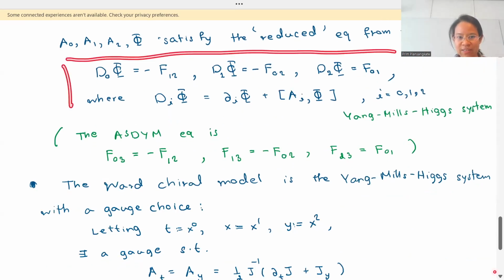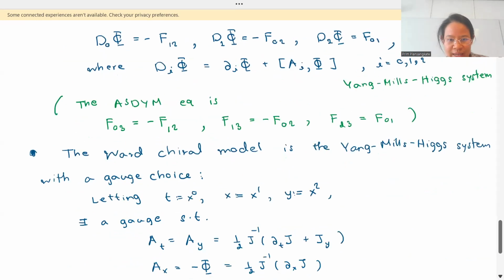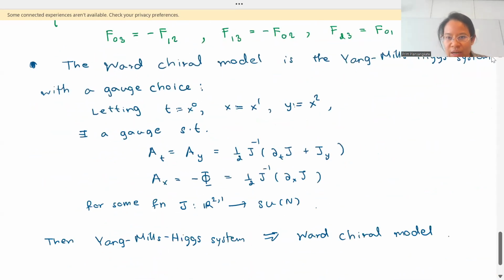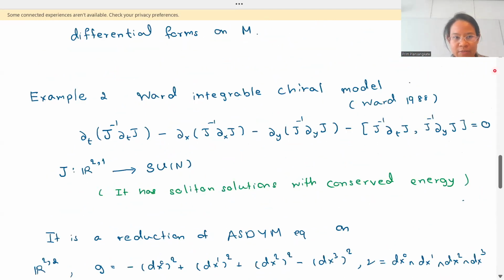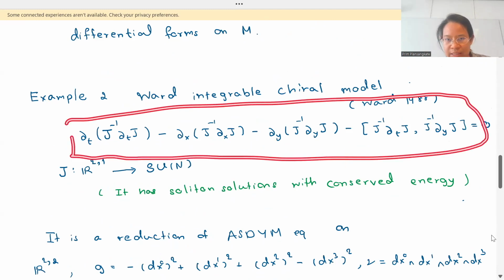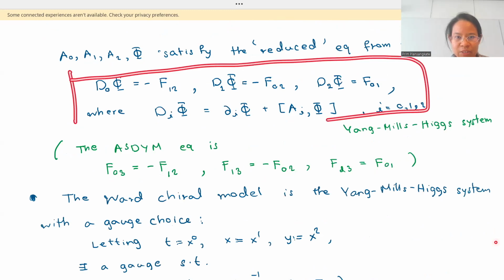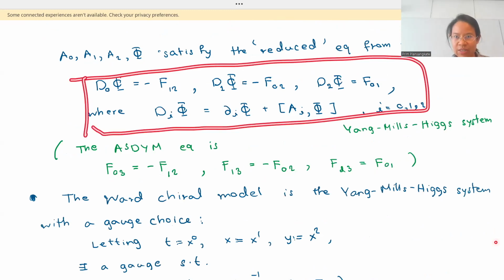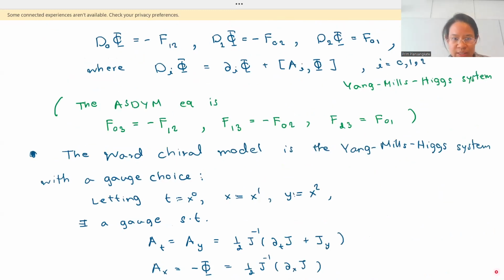In fact, I didn't write down the Ward chiral model, but let me go up again. So this equation is the same as the Yang-Mills-Higgs system here, which we have seen is reduced from the anti-self-dual Yang-Mills equation. So how are they the same? They are the same under a gauge choice.